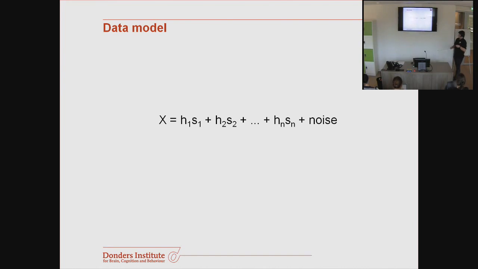So there are different inverse models, but actually the data model we have is the same. The data model we use is basically X, capital X, which is your data. And it's a linear sum of a source S1 times its lead field, plus source 2 times lead field, plus source n times lead field, plus some noise. So this is what the data is.